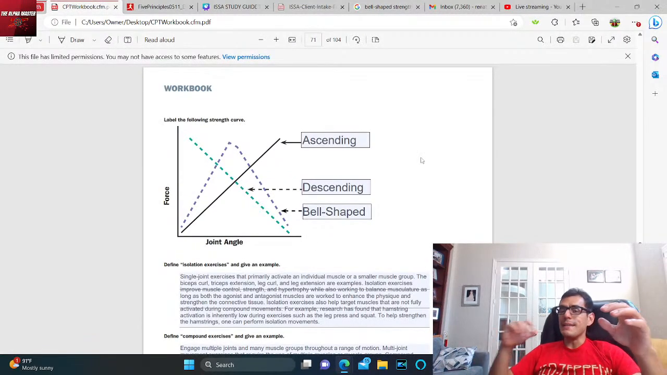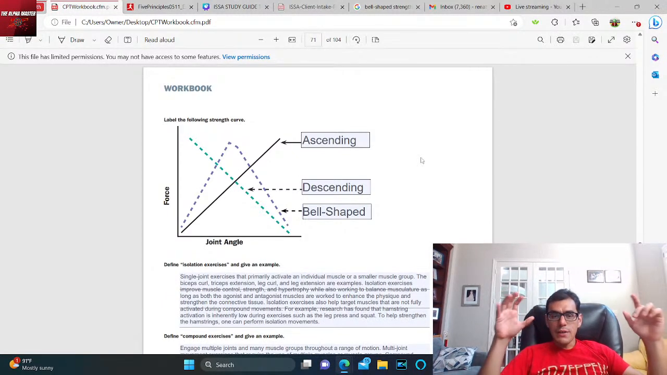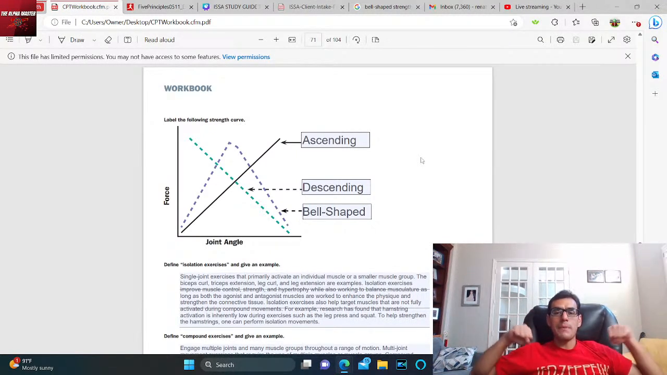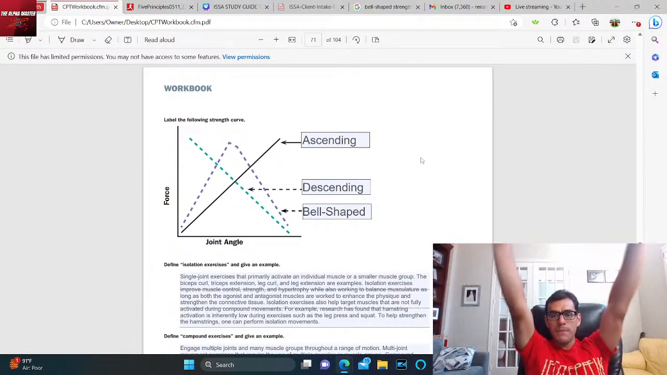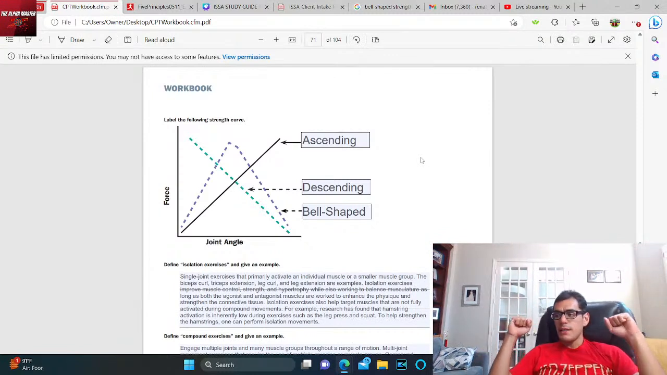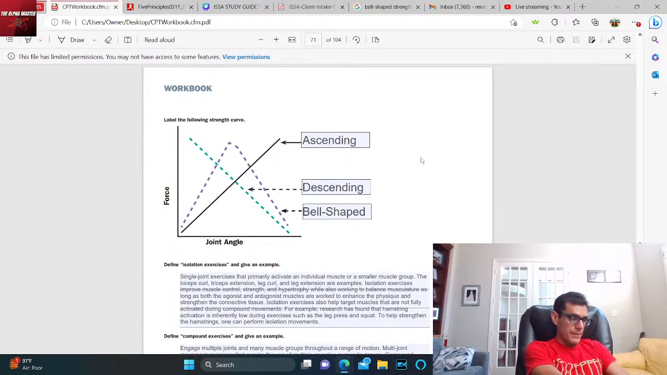So ascending, they're harder at the end of the movement. Descending, they're harder at the beginning of the movement. And bell-shaped, they're harder at the middle of the movement. Ascending is going to be like the bench press. Descending is going to be like a chin-up. And finally, the bell-shape is going to be like a dumbbell curl. A dumbbell curl is a bell-shaped exercise for joint angle.